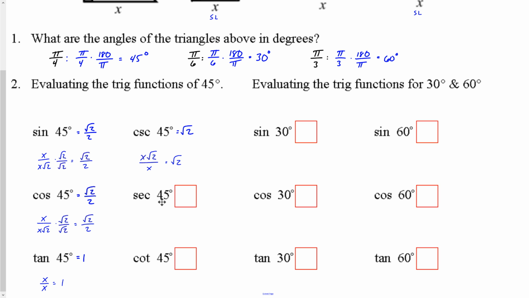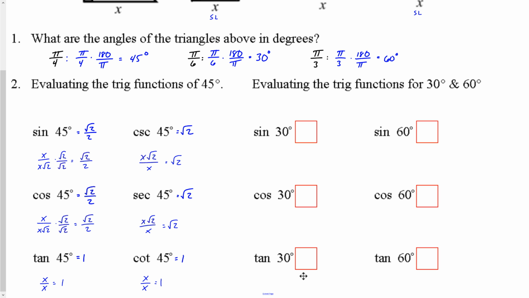Then we have secant of 45, the reciprocal of cosine, so that would be hypotenuse over adjacent. Again, it's the same as cosecant since these are congruent angles. And then cotangent, the reciprocal of tangent, x over x, is just x over x, so that also reduces to 1.